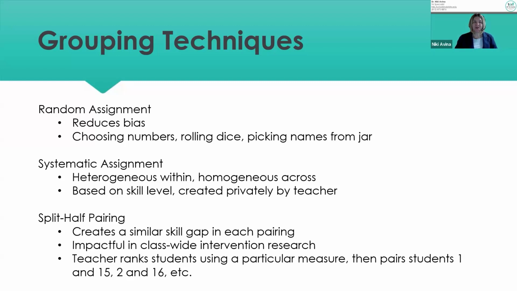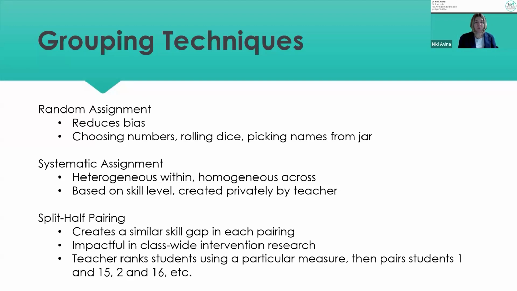The third option there on the screen, a grouping technique, is called split half pairing. This one is going to be very effective in that class-wide intervention that I mentioned earlier. When it comes to trying to intervene for your MTSS 1.5, where many of your students are struggling with a concept.